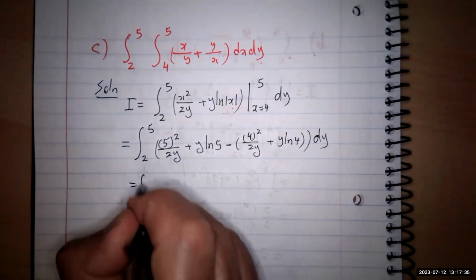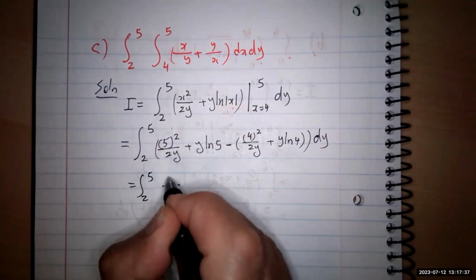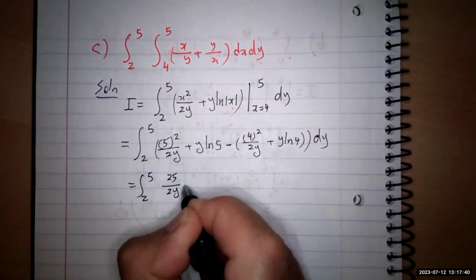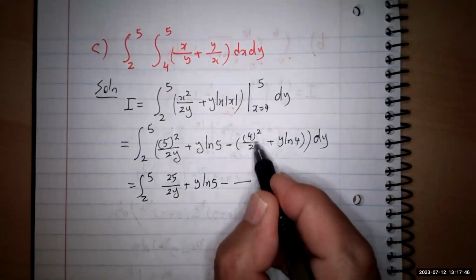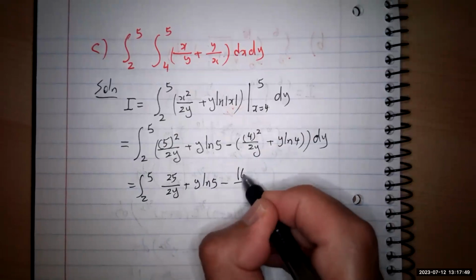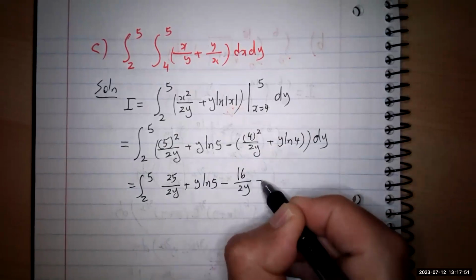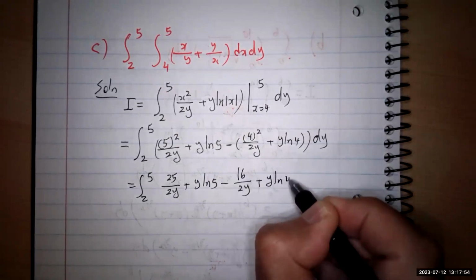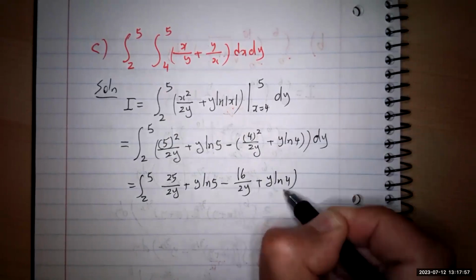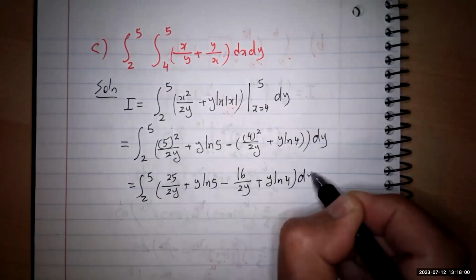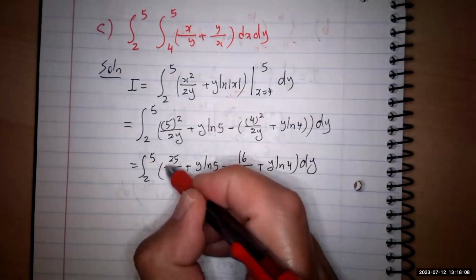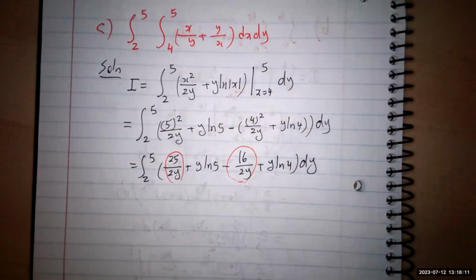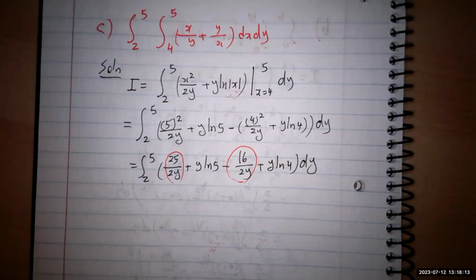So you know it's going to be 2 to the 5th. So 5 squared, 25 over 2y, plus y ln 5. And this is going to be minus 16 over 2y, and the y ln 4 as is. This is rather unusual, but you know, it's happened. So the thing that we can do is 25 over 2y and the 16. So 25 minus 16 gives you 9.